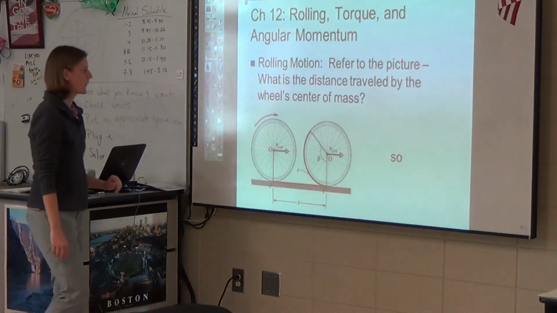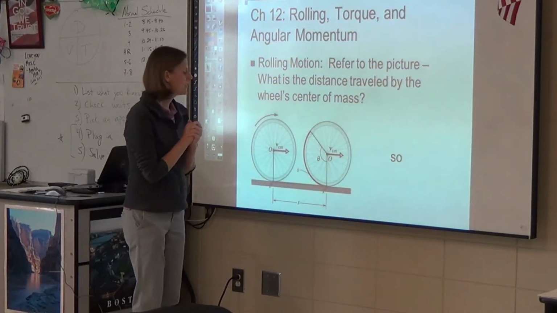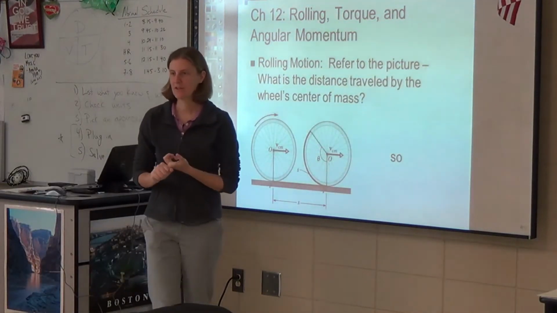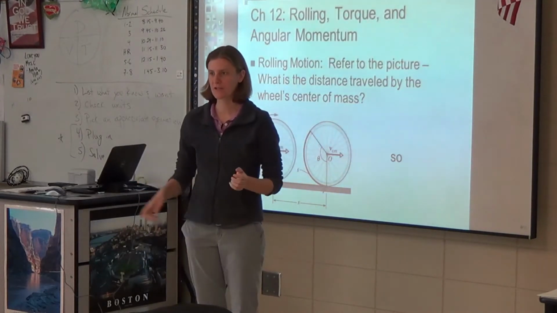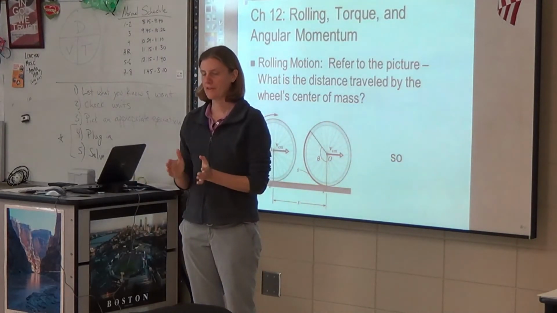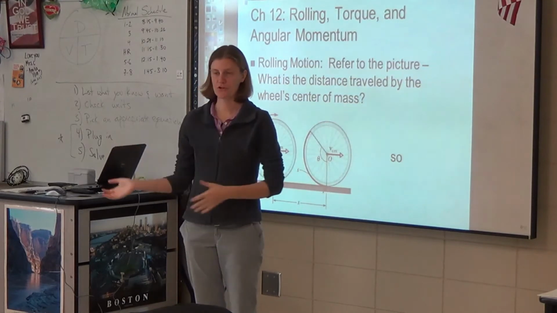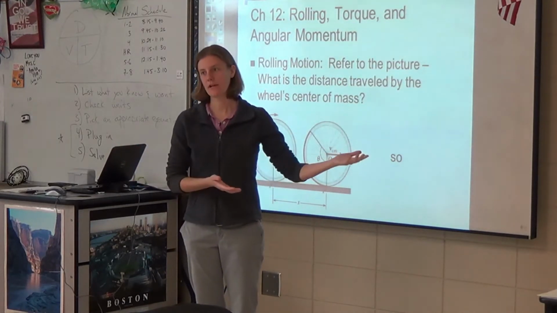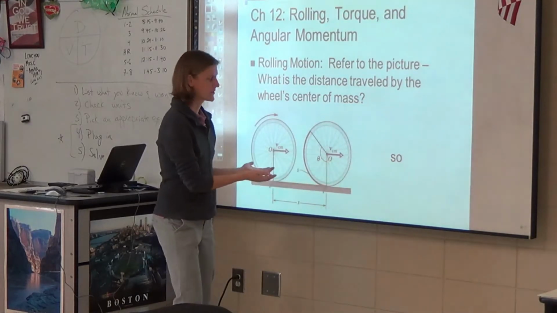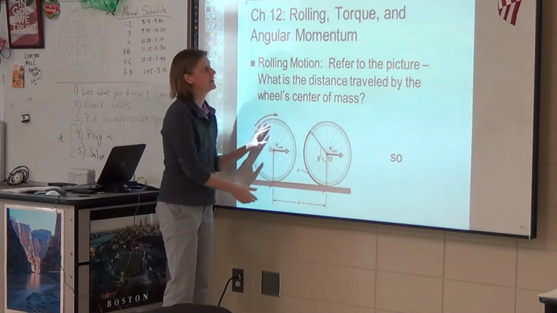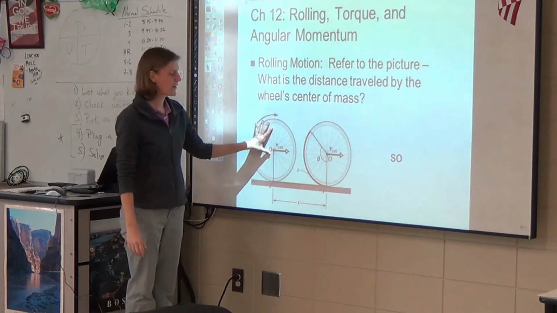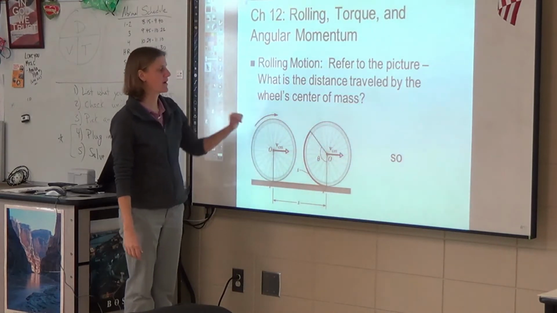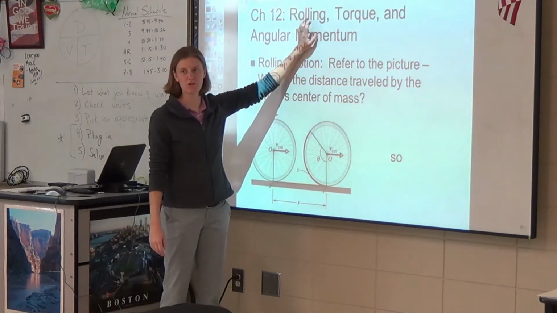All right, chapter 12. Chapter 11 was about rotational motion, things moving in a circle. Everything we had done prior to that was things moving in a straight line. But can things not move in a circle and a straight line? Like, say, a tire? They probably can. So that's what chapter 12 is about.